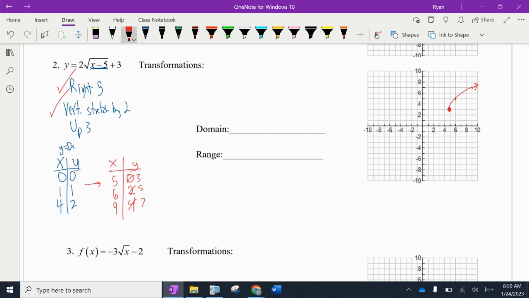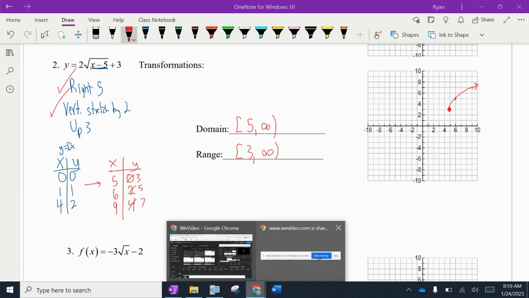Answer the questions on domain and range. Look at the graph. What is the domain? What is the range? Domain 5 to infinity, range is 3 to infinity.